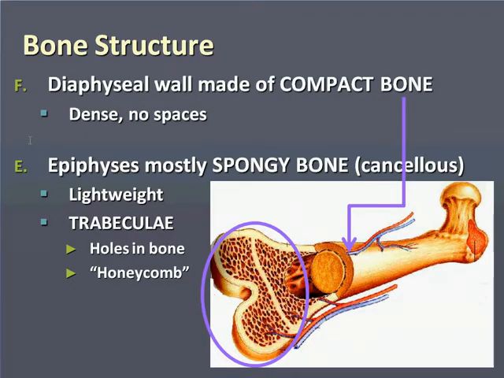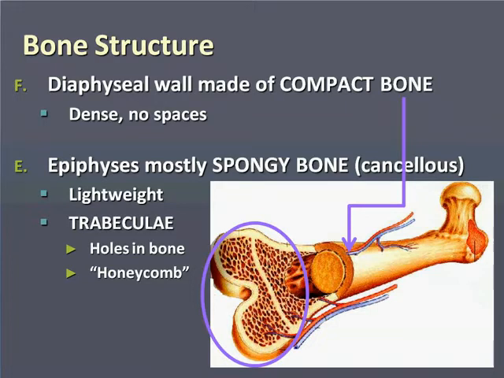bone. Continuing bone structure, we have the diaphyseal wall, which is made of compact bone, and that's what you're going to see on the inside, the shaft of a long bone. It's very dense. It has no spaces, which is the opposite of what we're seeing at the ends, particularly right here, the purple circle, also known as spongy bone or cancellous bone.